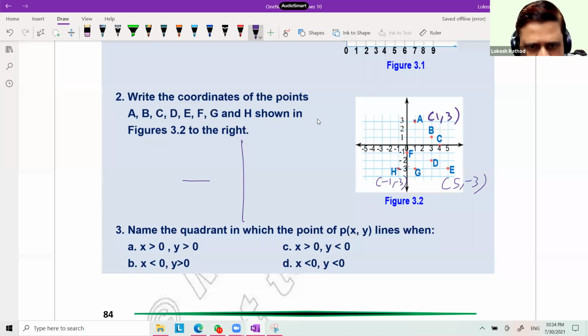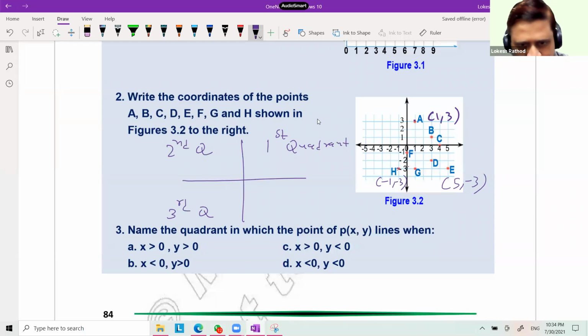With the Cartesian coordinate system, this region is known as the first quadrant. This region is the second quadrant, this region is the third quadrant, and this region is the fourth quadrant. We have named them like this. You cannot say, no, I will call this one first. That's not possible. That is a system. They have defined it, and this has to be first, second, third, and fourth.